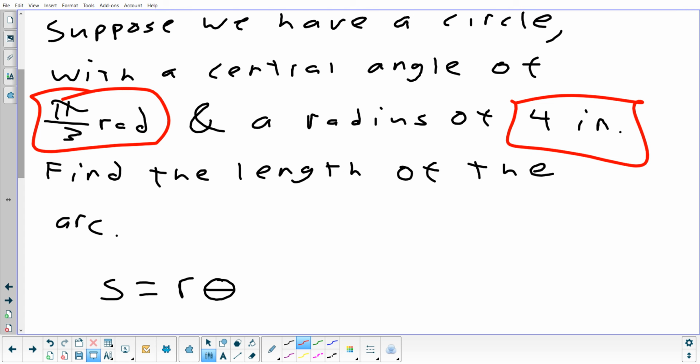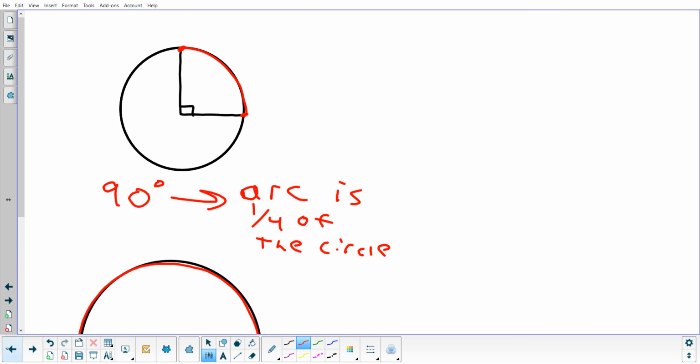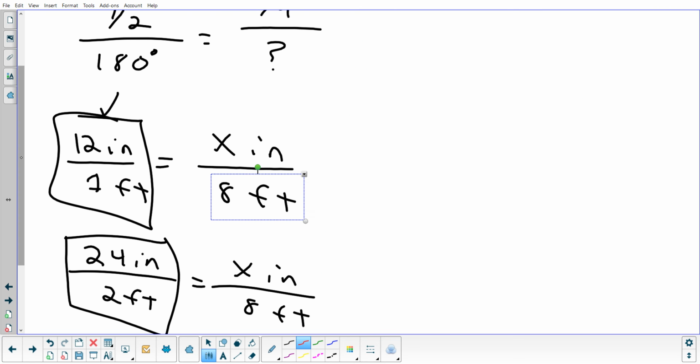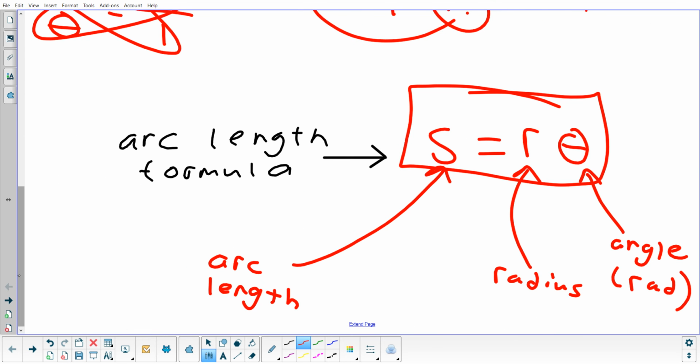So Dylan, what is this pi over 3? It says we have a central angle of pi over 3. Which letter is that? The S. What does S stand for again? I don't remember. Arc length? So S is arc length.